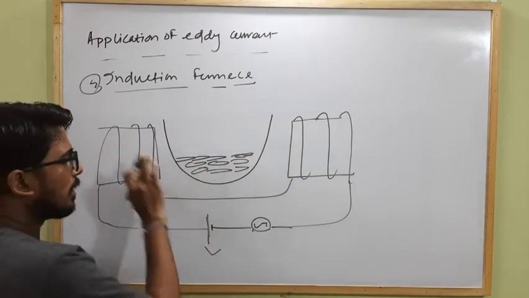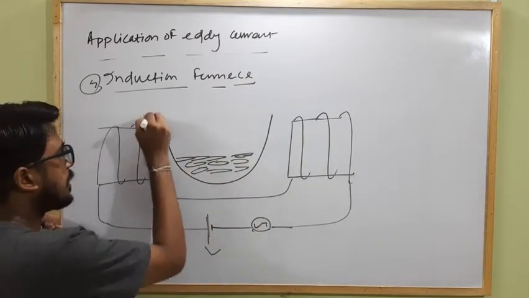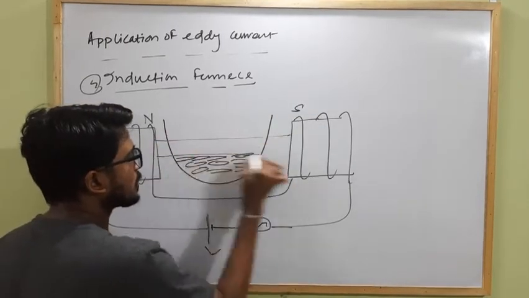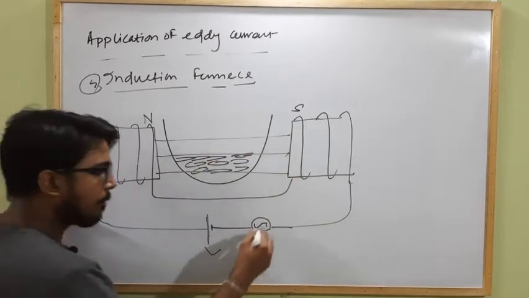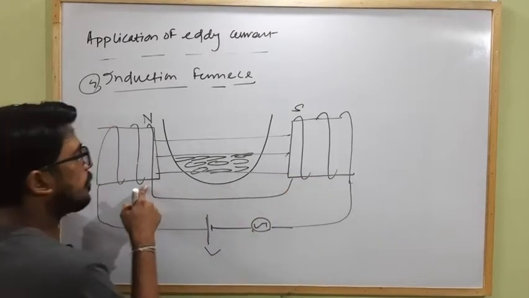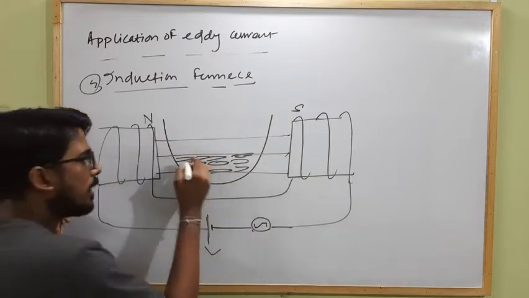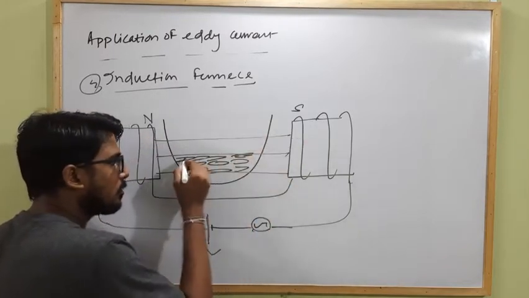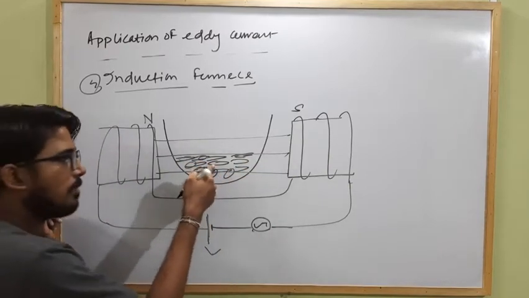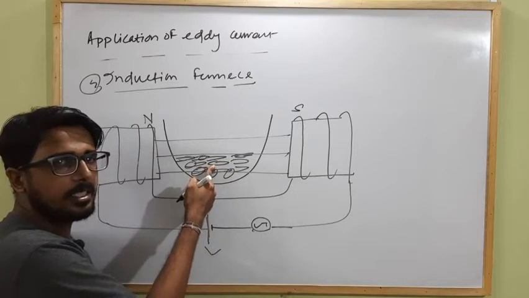So the magnetic field, which is initially due to the flow of current, if this end acts as the north pole and this end as the south pole, moves along this direction. After a certain interval the polarity of the alternating source changes, this becomes north and that becomes south, and the magnetic field again moves along the opposite direction. When the magnetic field changes, the flux linked with these metal elements changes, and due to the change in magnetic flux, eddy current is produced within them.